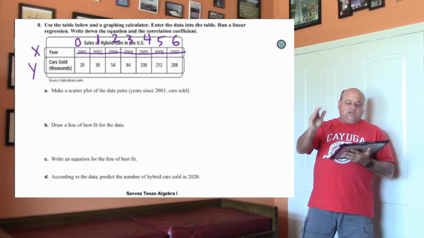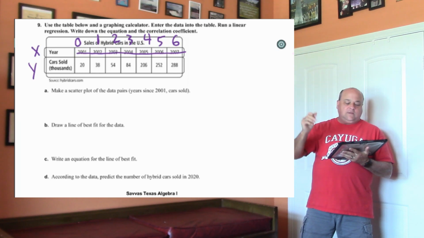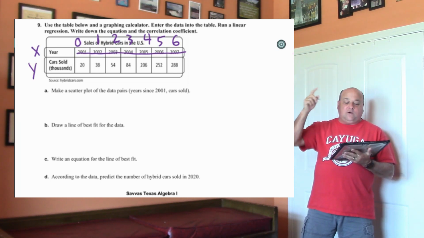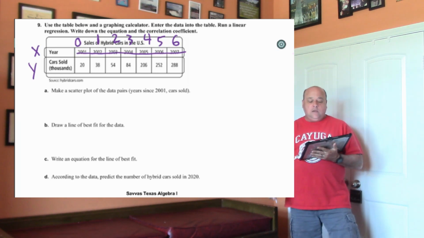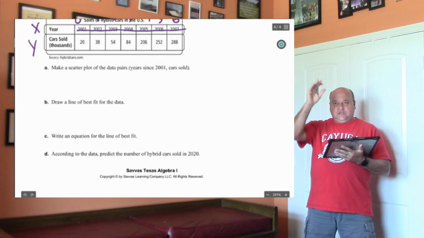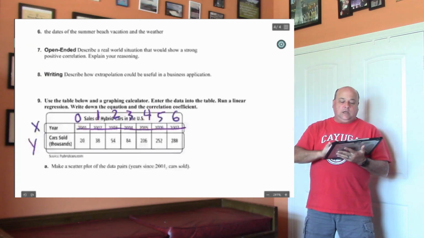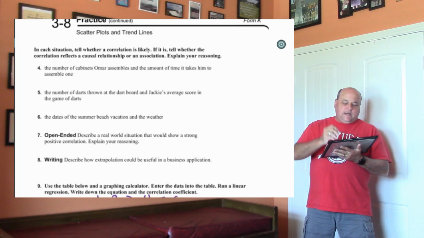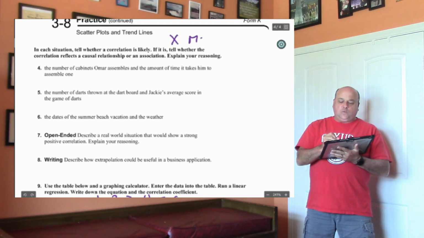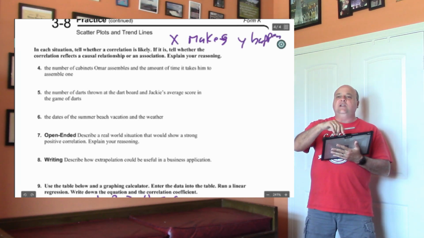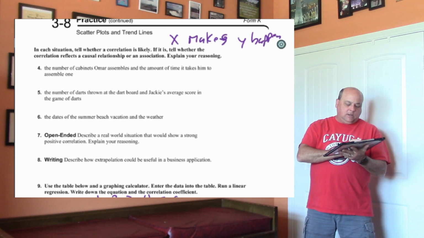Okay, so year 0, when the car sold, it was 20,000. The car sold in thousands. And then as you go up, notice that the number of hybrid cars is increasing. Okay, so we're starting off year 0 at 2001. And then just answer those questions, okay? Should be able to do the rest of this on your own. On these right here, if X makes Y happen, you've had these on the star review. X makes Y happen, you circle it, right? If it does not correlate, you leave it blank, okay?